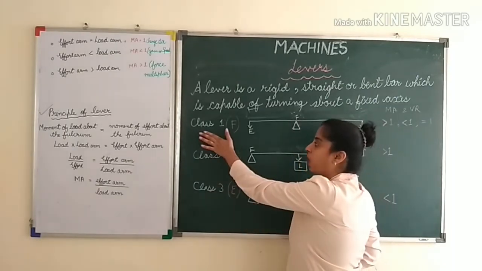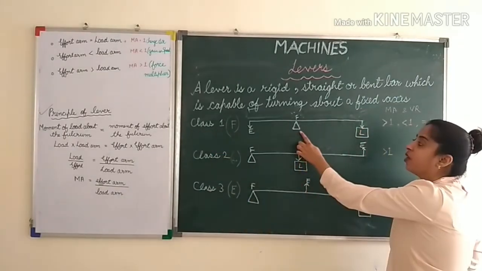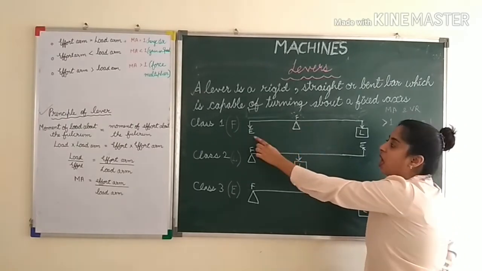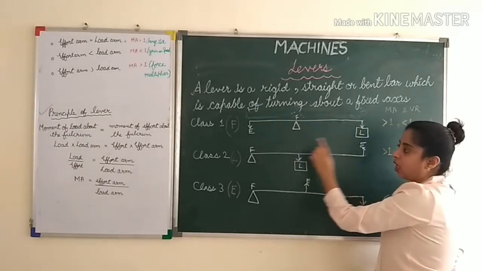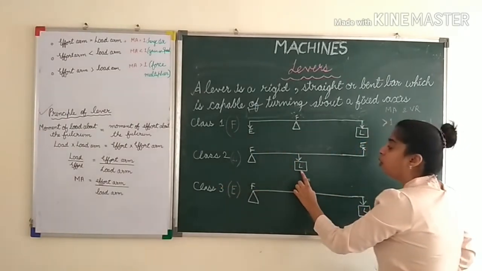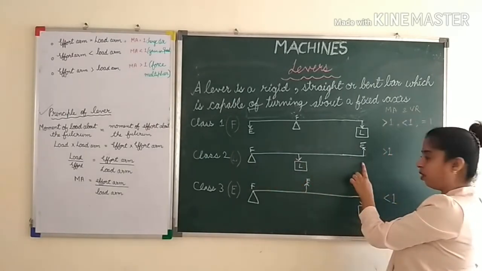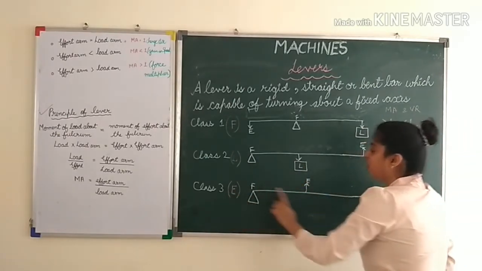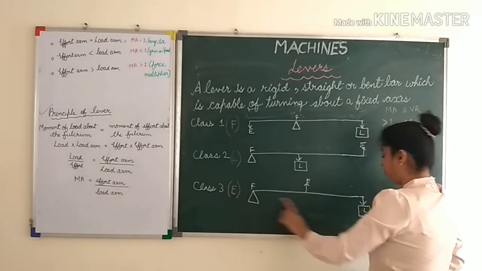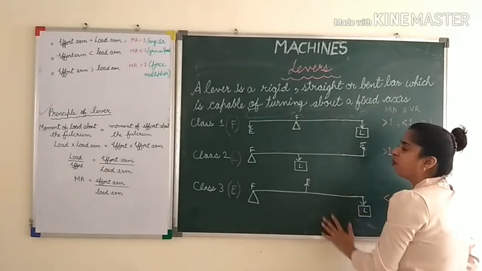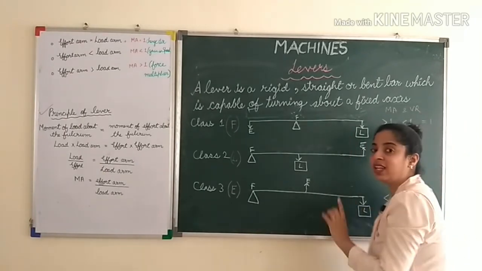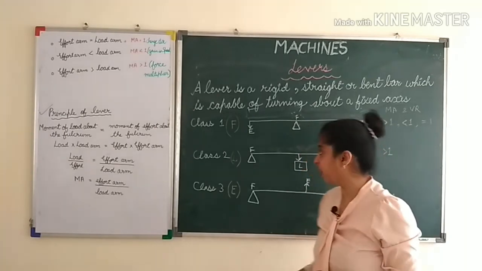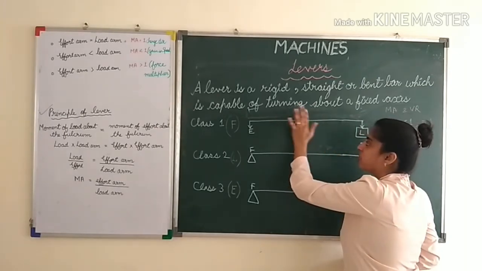So, class 1 lever, in class 1 lever, the fulcrum is in between effort and load. In class 2 lever, the load is between fulcrum and effort. In class 3 lever, the effort is between fulcrum and load. Now, how do you remember this? This becomes very confusing and at times in exam you forget it. So, I make my students learn it this way.